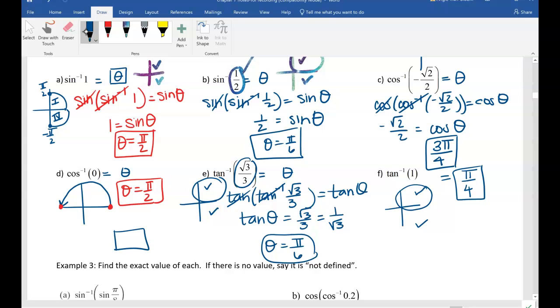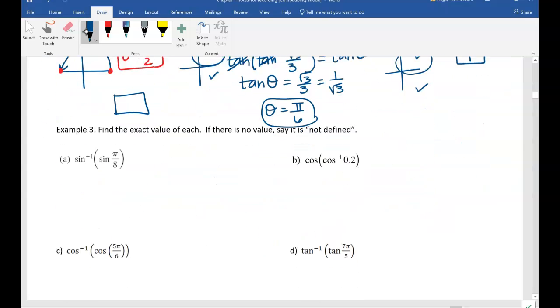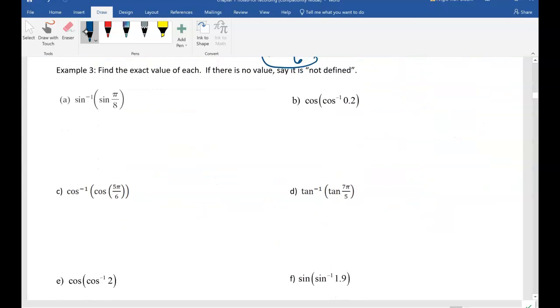Let's go on to the next example here, example 3. Find the exact value. If there's no value, say it is not defined. And again, exact value means calc or non-calc? No calculator, okay? Now, we are still going to use PEMDAS. So first things first, we're going to try to see if we can do the inside of the parentheses. As you can see, inside of the parentheses, it's a regular trig function, sine of pi over 8. Regular trig functions do not have restriction.